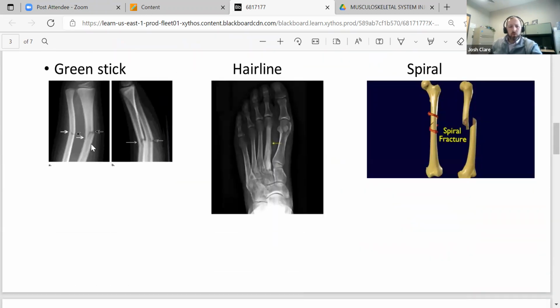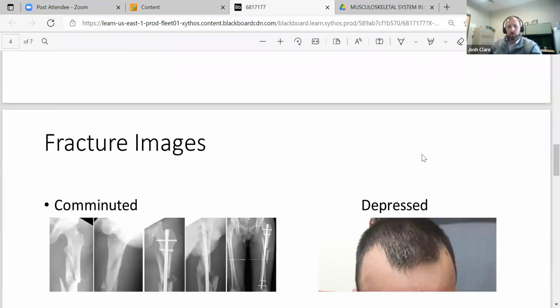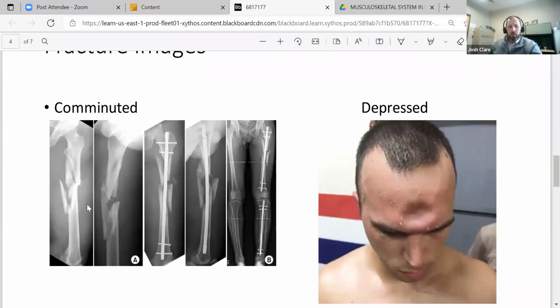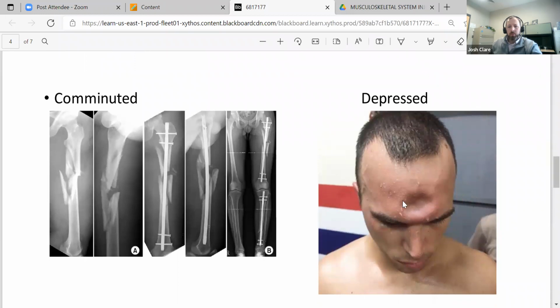So you can see here's this green stick fracture, broken on one side, bent on the other. Hairline, we can't even see. Here's that spiral fracture. You can see them trying to indicate that torquing motion. Here's comminuted, a mangled mess, and there's our depressed fracture. I think this was a Muay Thai fighter. He's having a rough day.